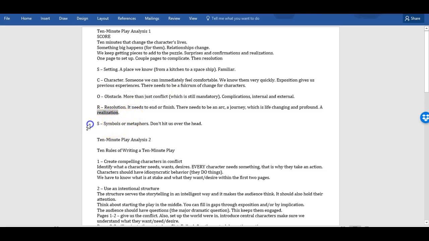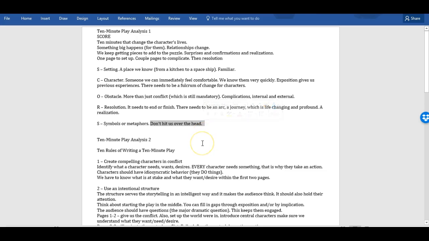Now the last one, which I don't know. Don't shy away from symbols or metaphors. But please don't hit us over the head with them. It is not a poem. This is a play. Things need to happen.